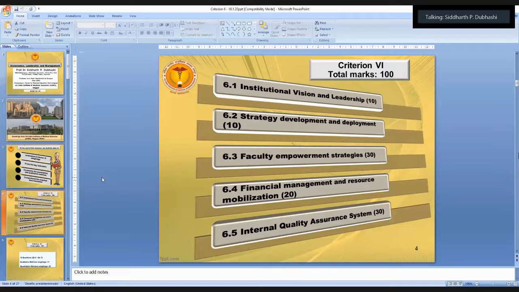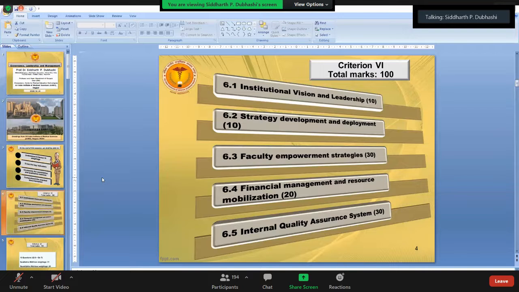criterion. Criterion 6, friends, has total marks of 100, and the different indicators include institutional vision and leadership, strategy development and deployment, faculty empowerment strategies, financial management and resource mobilization, and I'm going to talk to you in detail about the internal quality assurance system.